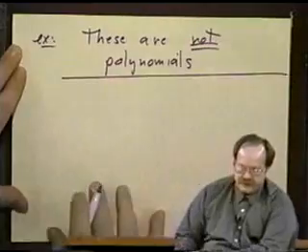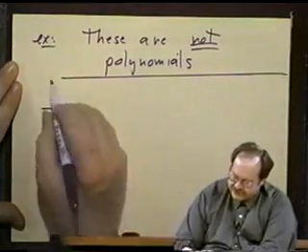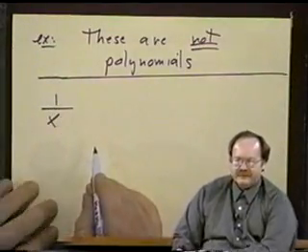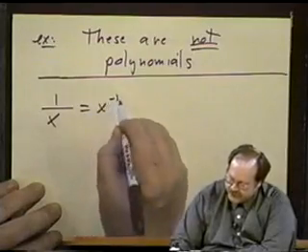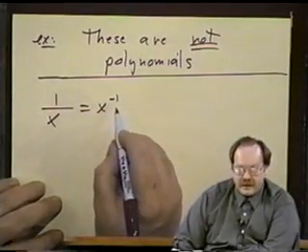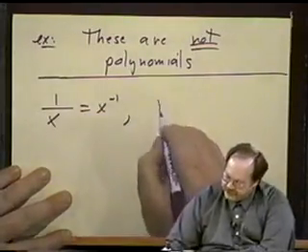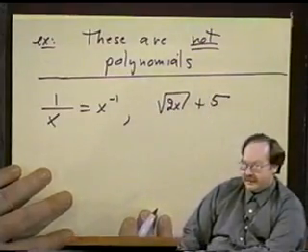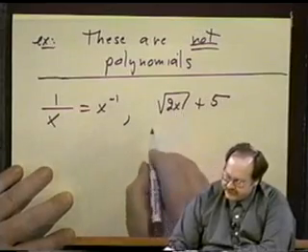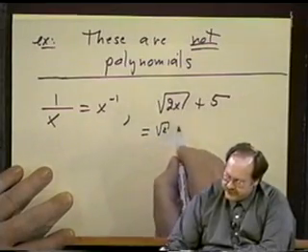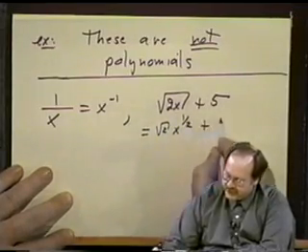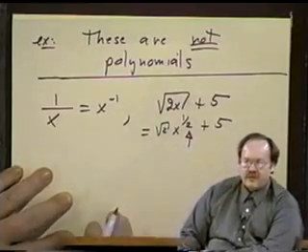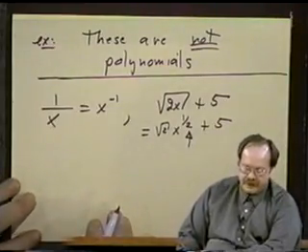These are not polynomials. 1 over x is not a polynomial, because this is x to the minus 1, and remember, negative powers are not allowed for our x. The square root of 2x plus 5 is not a polynomial, because what is inside here? This is square root of 2 times square root of x, which is x to the 1/2 plus 5. We don't allow rational powers, so that's not a polynomial.